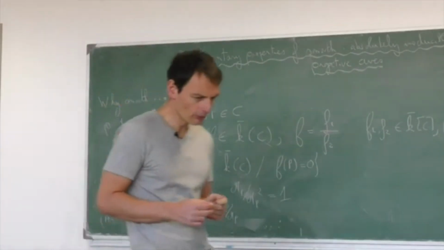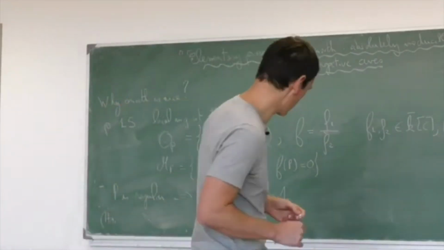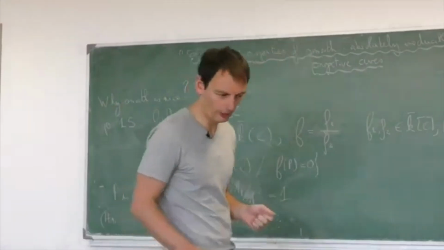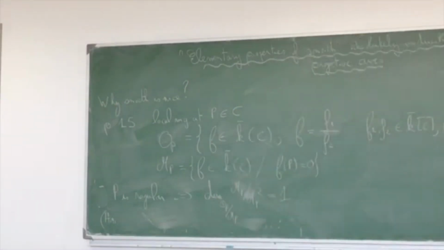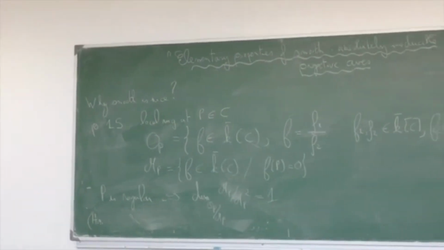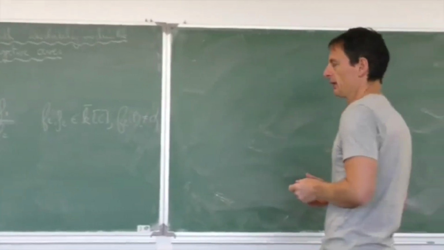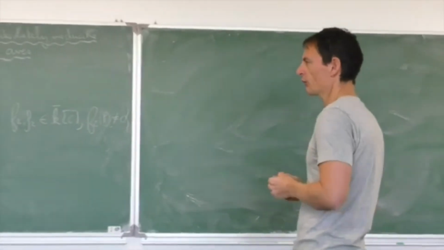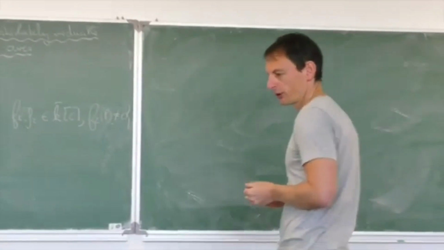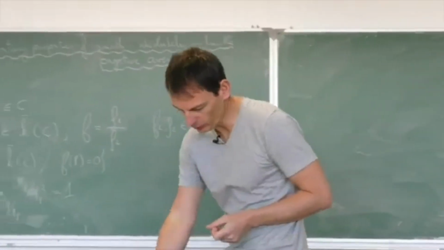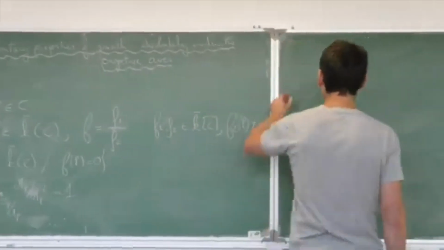Now what we are going to do is a bit of algebra to show that in the case of curves, having this property of the dimension of M_P over M_P squared equal to 1 is really nice because it gives a lot of structure to the local ring O_P. And so what we are going to prove is the following lemma.